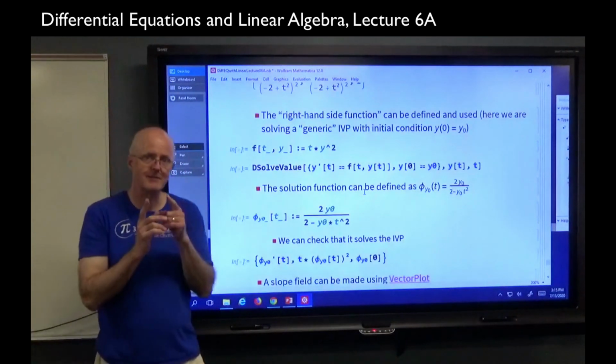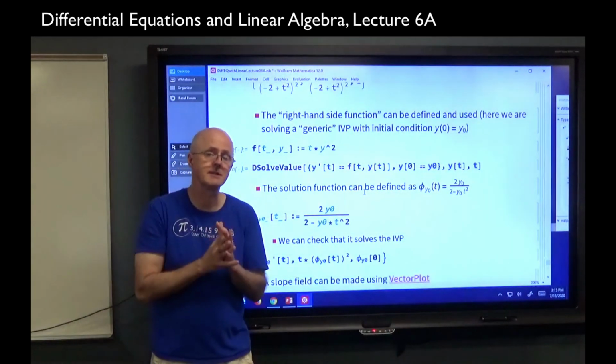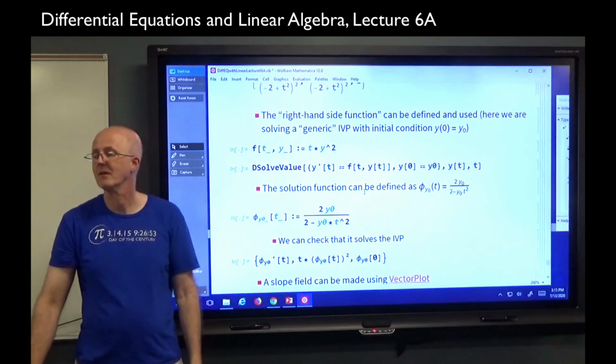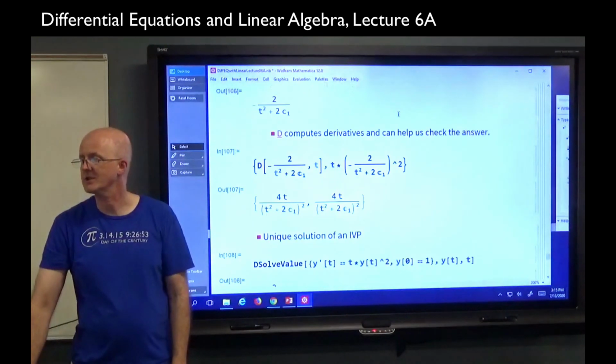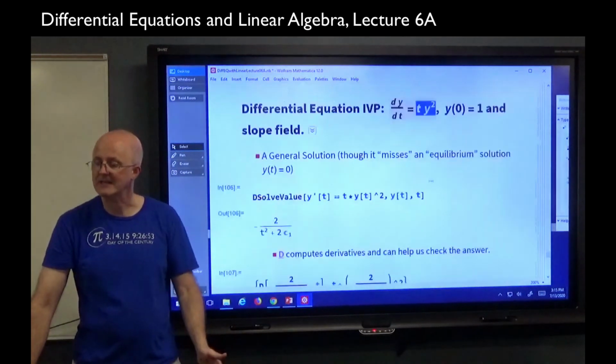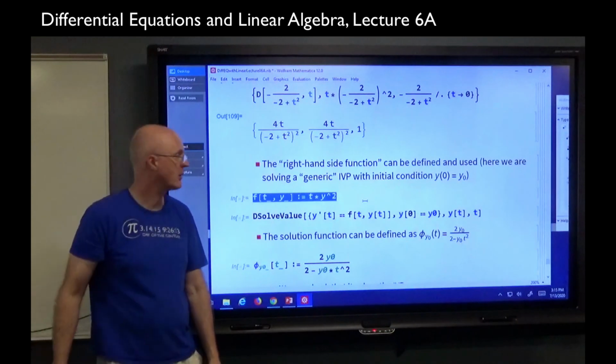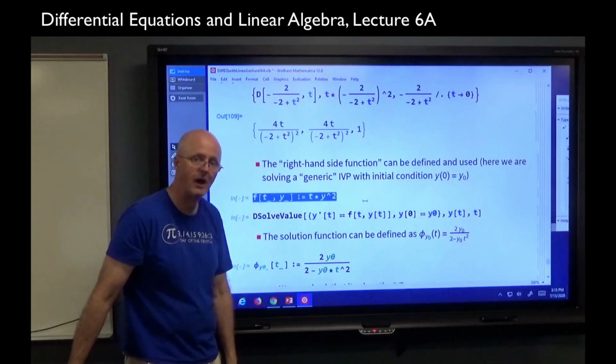All right, now we get to the important new part. I want to make a slope field and draw some solutions in the slope field. This, again, is a non-autonomous equation. The right-hand side function is t times y squared. I can define that as a function of 2 variables, f of t comma y. Notice the underscore after both the t and the y.